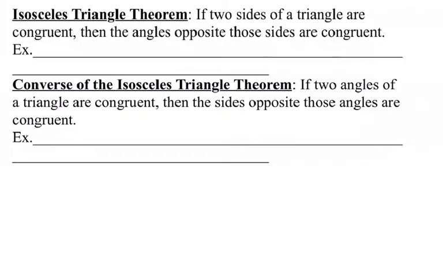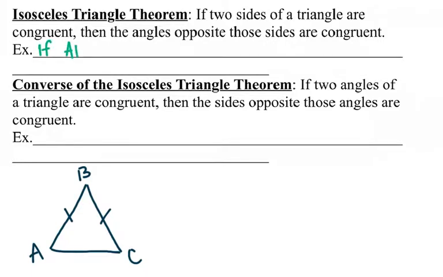Okay, so here's some theorems that you need to know. Here's the isosceles triangle theorem. Once again, it's a fact in math that we know is true. If two sides of a triangle are congruent, then the angles opposite those sides are congruent. So my example, let me draw a little triangle. If side AB is congruent to side CB, then angle A is congruent to angle C.